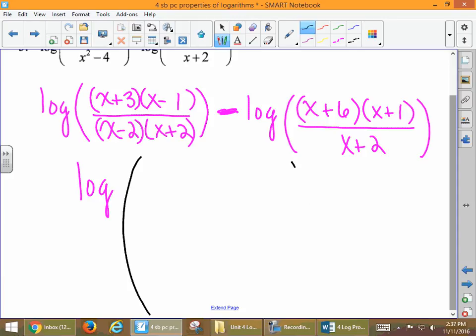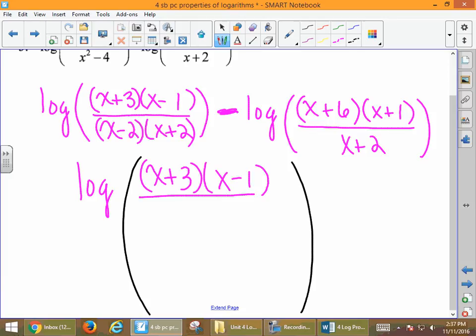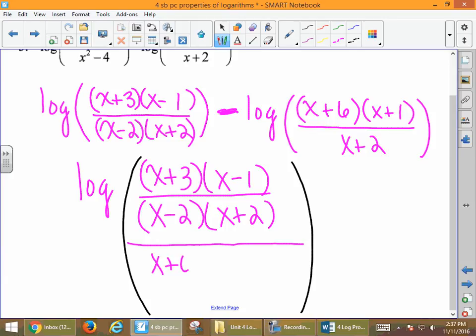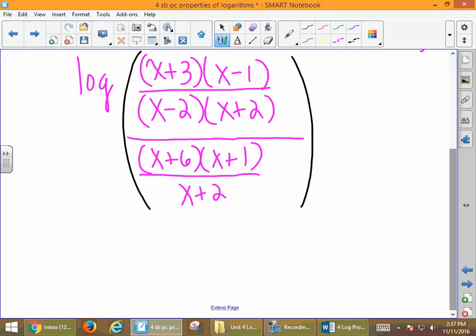of, I'm going to write in big parentheses here, x plus 3, x minus 1, x minus 2, x plus 2, divided by x plus 6, x plus 1, and x plus 2. So they're combining it all. Well, it looks a little bit confusing at that point.